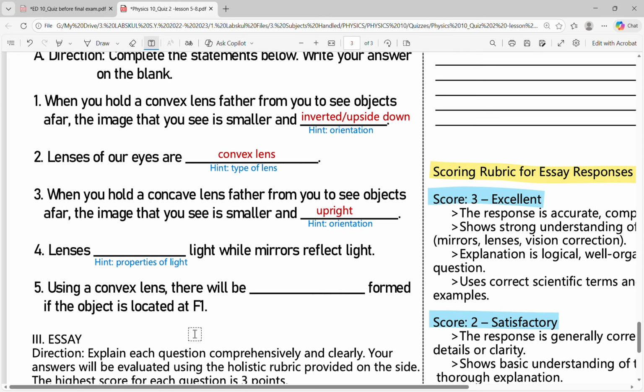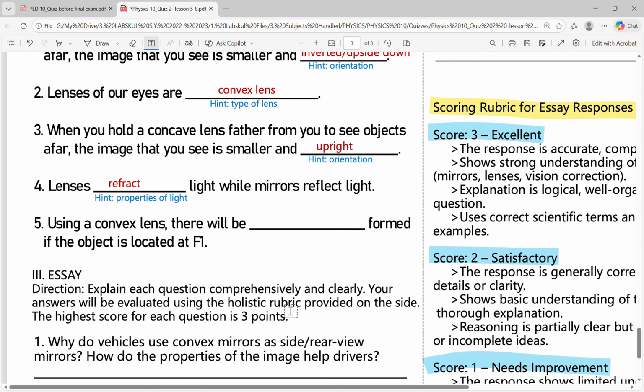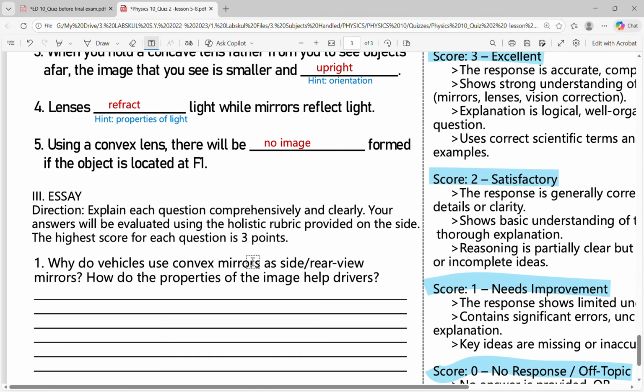Number 4, you tell me the properties of light. Is it reflection or refraction? If it reflects or refracts light. So lenses refract light while mirrors reflect light. Number 5, using a convex lens, there will be no image formed if the object is located at the F1.